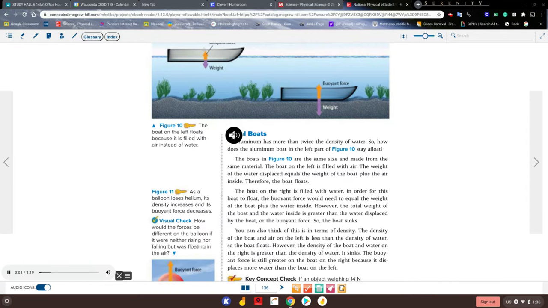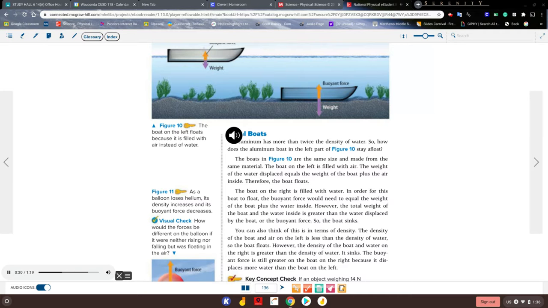Metal boats. Aluminum has more than twice the density of water. So, how does the aluminum boat in the left part of Figure 10 stay afloat? The boats in Figure 10 are the same size and made from the same material. The boat on the left is filled with air. The weight of the water displaced equals the weight of the boat plus the air inside. Therefore, the boat floats. The boat on the right is filled with water.